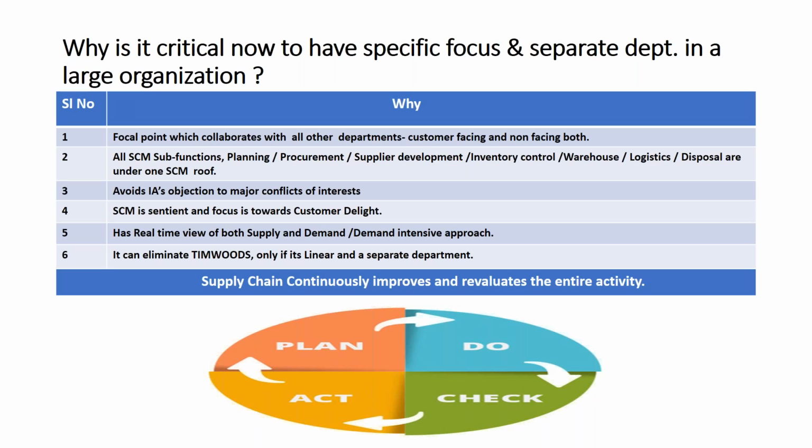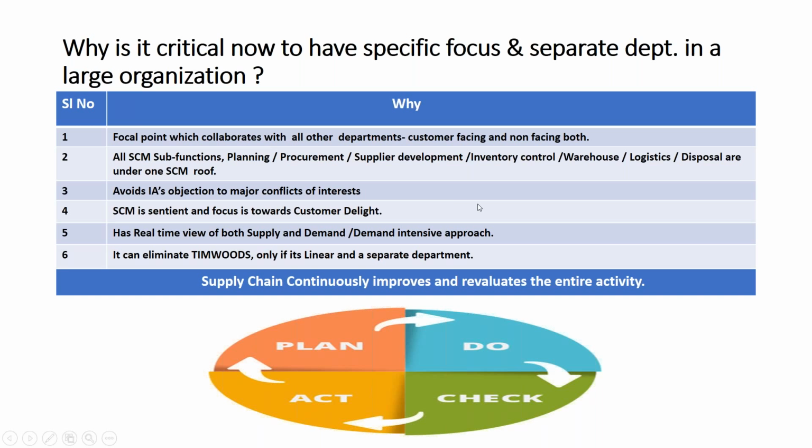Now, it operates on the PDCA cycle. That is, you can see a circle: plan, do, check, and act. And it's a continuous process. It keeps on checking, it keeps on planning. Every month you plan, you do, you check and act. So supply chain continuously improves and re-evaluates the entire activity. That's the beauty of this.